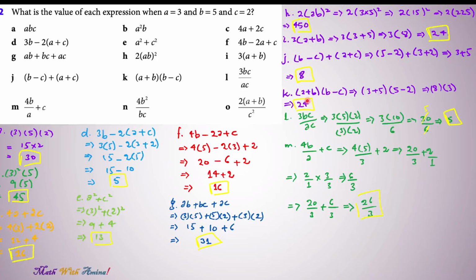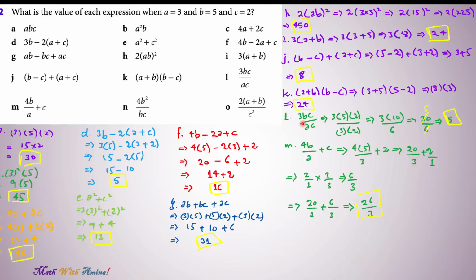Next we have a plus b into b minus c. So replacing the variables with their values, then solving the brackets. 3 plus 5 is equal to 8. 5 minus 2 is equal to 3. There is multiplication taking place between the two, so 8 multiplied by 3 is equal to 24.